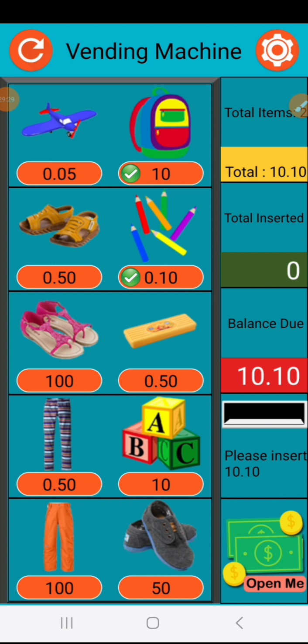So what you pick now? Check. You picked that so far. So how much is it worth so far? Read the total. It says total. How much all together so far? How much do you owe right now? $10.10. Okay. How much do you owe again?